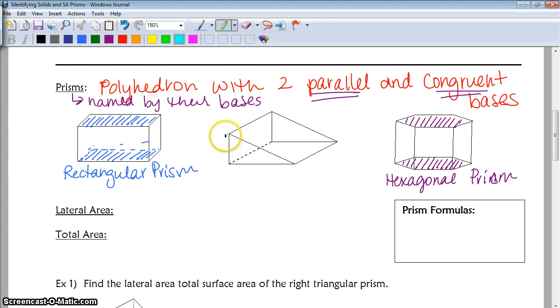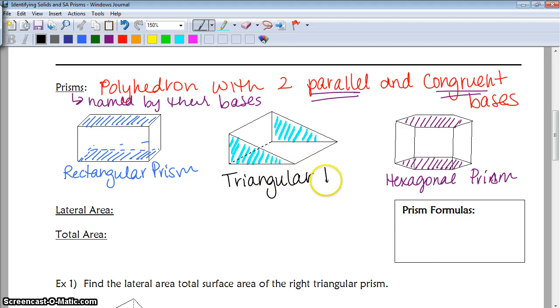Instead, in this case, the base is actually this triangle. So I always kind of envision these triangular prisms as a wedge of cheese, and in this case that kind of got kicked over. So this is a triangular prism, again because the triangles are the ones that have the parallel congruent bases.